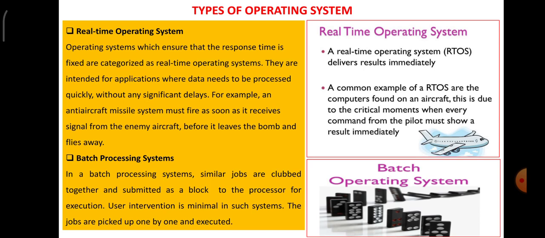In a batch processing system, similar jobs are clubbed together and submitted as a block to the processor for execution. User intervention is minimal in such systems. The jobs are picked up one by one and executed. So how is it picked up in the right hand side picture? It is picked up one at a time and finally it goes to the last one as a batch.